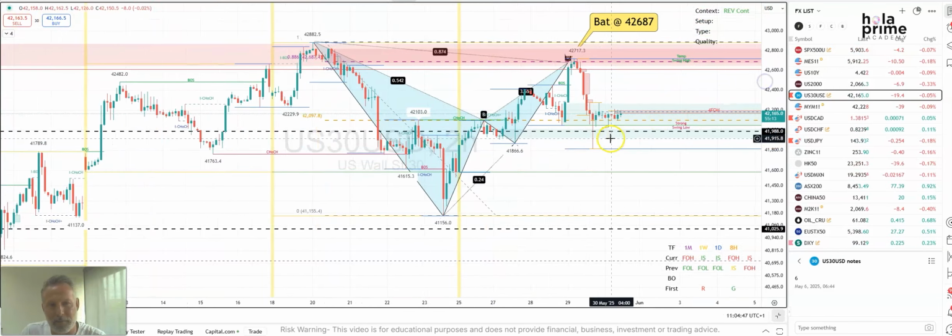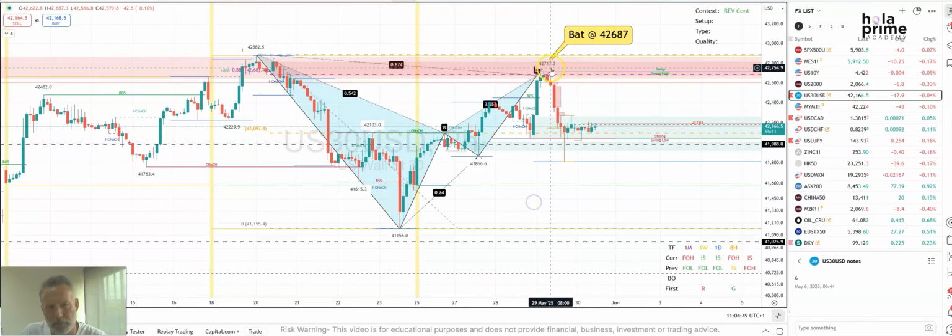So what has happened? Okay, well, we've got a bat formation. This is another cipher pattern, called a bat formation, that completed at 42,687. So this was the boost that we saw, when the news about the tariffs came out, and we saw a move to the upside. That's been squashed, and we've seen that rally reversed.